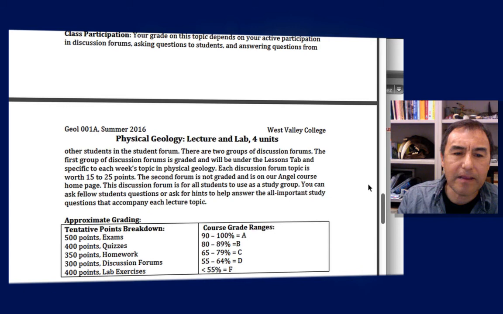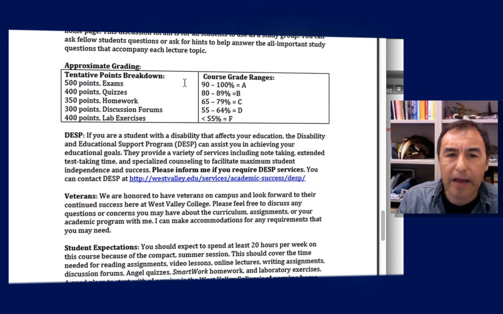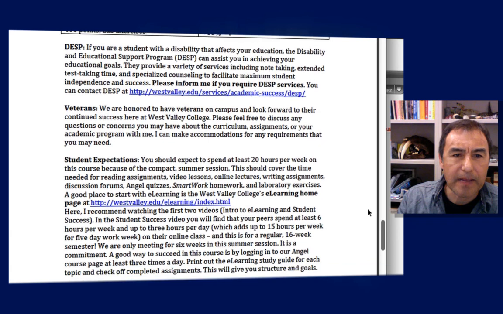Now, in terms of grading, you can see I've got the tentative points breakdown here of assignments and then what you need to get an A, B, C. And in fact, we're all getting A's, right? We're all getting A's here. Now, if you need any additional time for exams, or quizzes, which are not timed, or any other support, we do have the DESP program here at West Valley College, so you can contact them and they can let me know if you need any assistance. If you're a veteran, I will do anything to help you succeed in this course. So just please contact me and we'll get you going here.